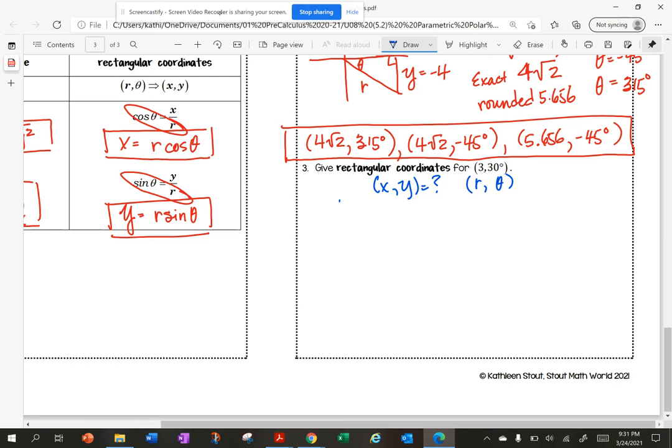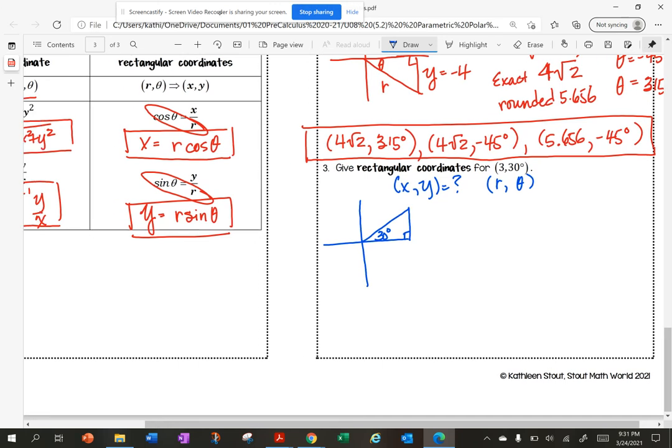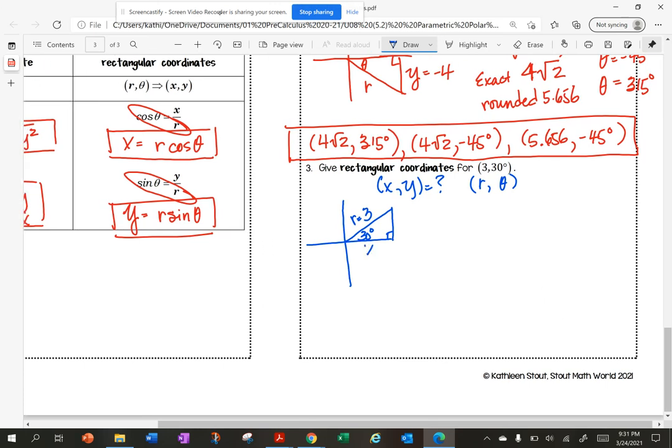Okay, so I am going to sketch this. So I have, this is going to be 30 degrees. Whether I'm talking about the polar or rectangular coordinate, I know it's going to be in the first quadrant. So this is 30 degrees. My radius is 3. So I'm solving for x and y.